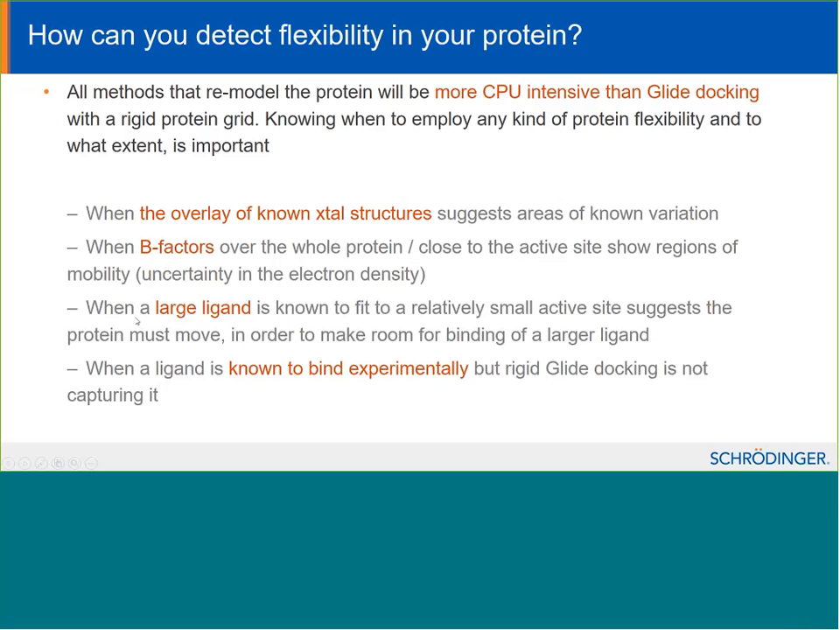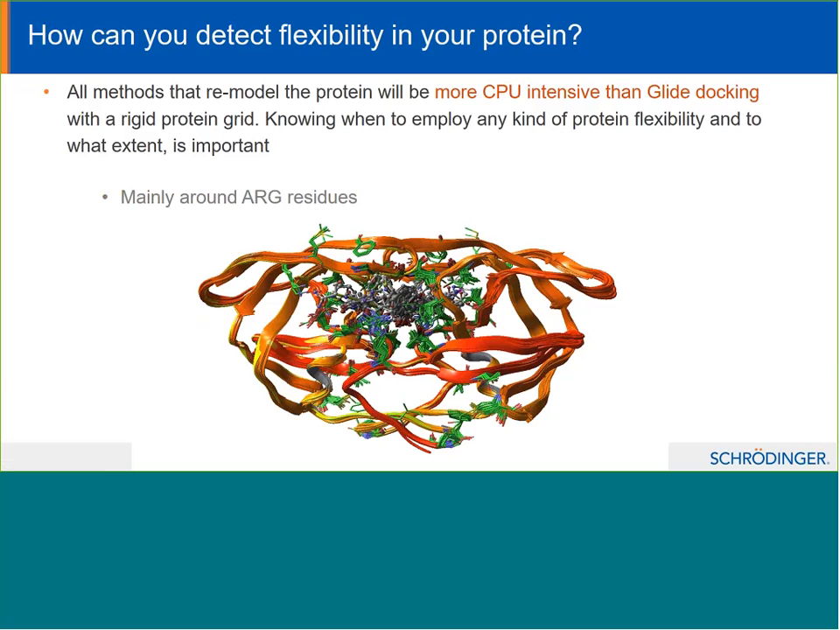You may also be further along in your project, so you know that there's a large ligand that fits into a pretty small site. It doesn't look like it can fit, but it should, because you know that it can, and therefore you need to make more room in the binding site. And finally, if you have experimental help in your project, if it's known to bind experimentally and you can't get it to dock with rigid Glide docking, you know that there's something going on there.